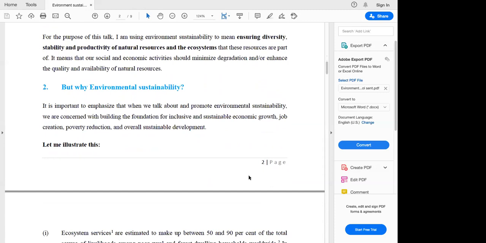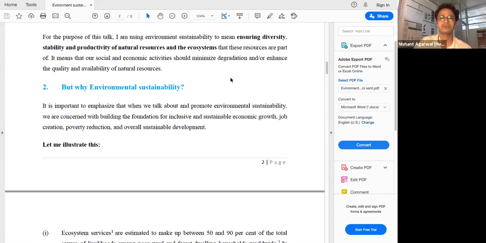For the purpose of this talk, I use sustainability to mean ensuring the diversity, stability, and productivity of natural resources and ecosystems, and the system and the resources that they are part of. It means our social and economic activities should minimize degradation and enhance the quality and availability of natural resources. I would like to emphasize that when we talk about and promote environmental sustainability, we are actually concerned with building the foundations for inclusive and sustainable economic growth, job creation, poverty reduction, and overall sustainable development. I will be able to now illustrate some of these aspects.